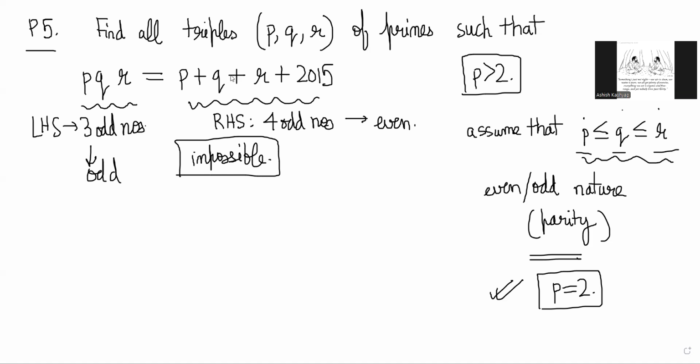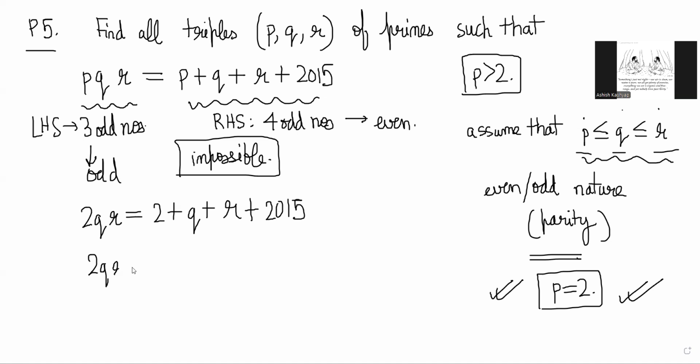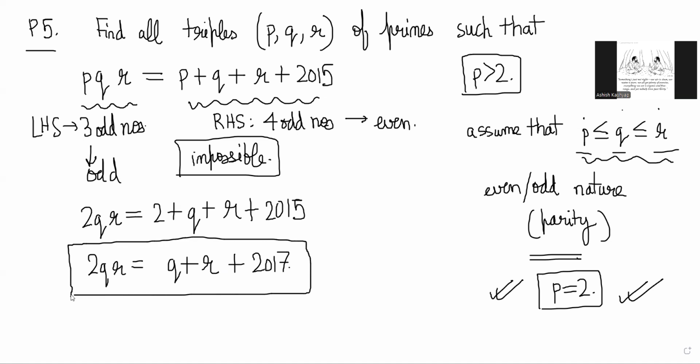Which one will be even? The smallest one. And the only even prime number is 2. Therefore, P is 2. So that is correct. So the equation can now be changed and looks like this: 2QR is equal to Q plus R plus 2017. This is the new equation that we have now. We have to think about this and try to find the possible values of prime numbers Q and R that satisfy this equation.